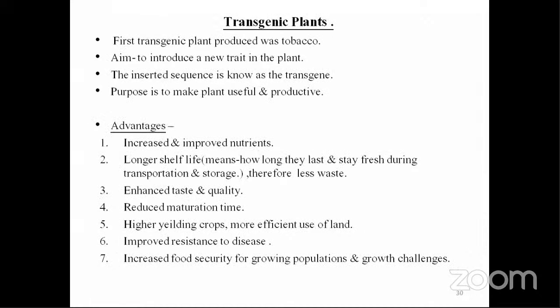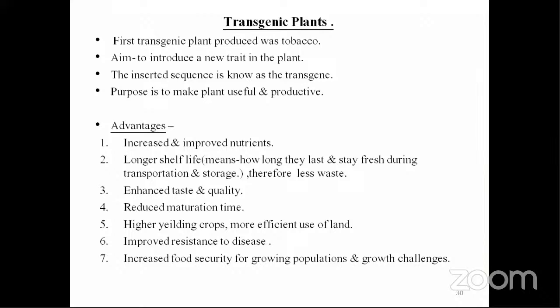Then transgenic plants here. The first transgenic plant produced was tobacco. The aim was to introduce a new trait in the plant. The inserted sequence is known as the transgene. The "trans" indicates what? Transporting, okay? Or transformation. The purpose is to make the plant useful and productive.